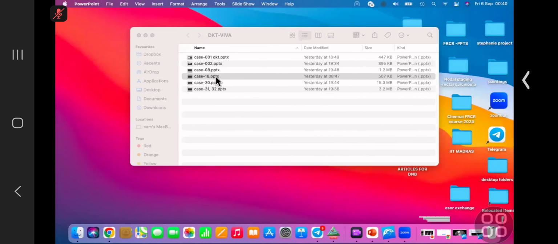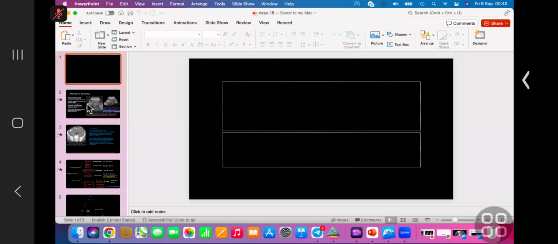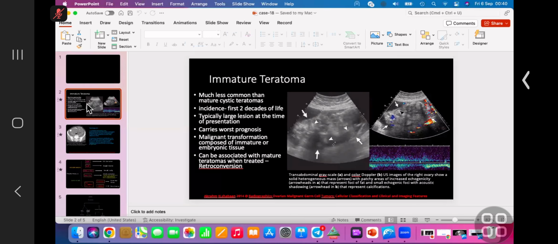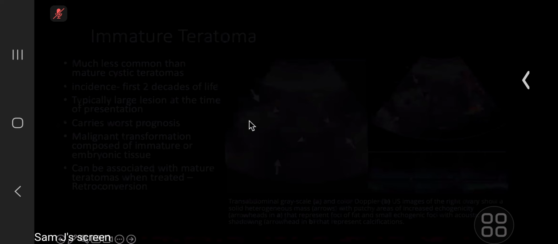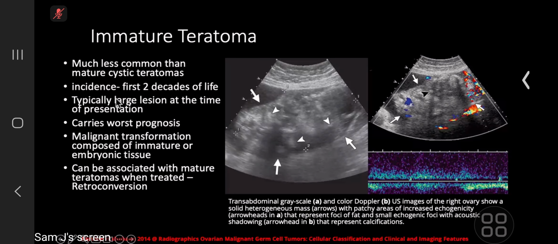So it's very important to differentiate between mature versus immature teratoma. Our case was an immature teratoma. Immature teratoma is much less common when we compare to the mature teratoma. The incidence, like in our case, is mostly in the second decade of life, with a large lesion at the time of presentation. Usually this carries a worse prognosis and malignant transformation, especially because of the immature or embryonic tissue.